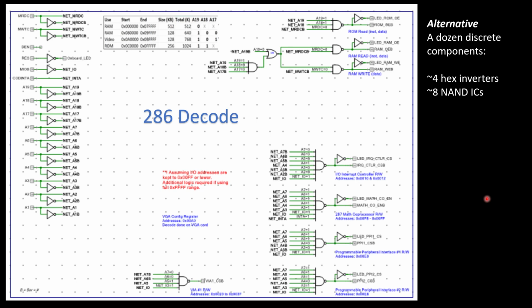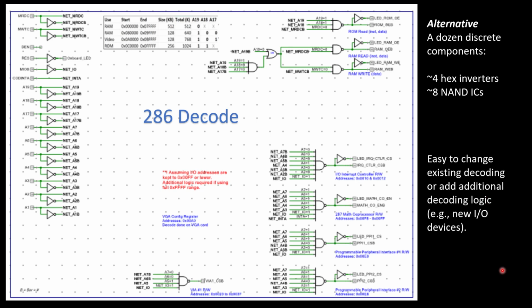And as I change my mind about address decoding and I want to move those things around, I can come in here and just flip a few little values on some of these NAND gates as an example and have totally different decode logic if I want it. And likely don't have to do any wiring changes at all. So that is a benefit here. It's easy to change the existing decoding or add additional logic as I go working on my 286.